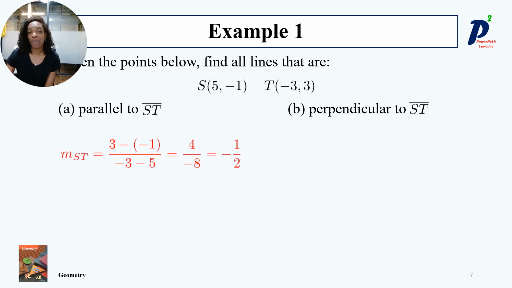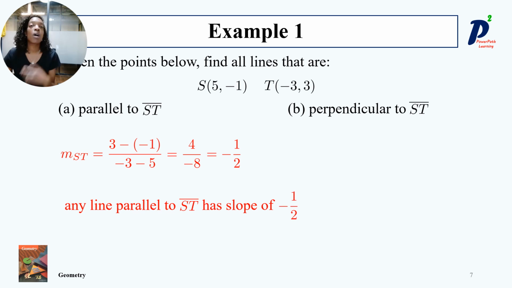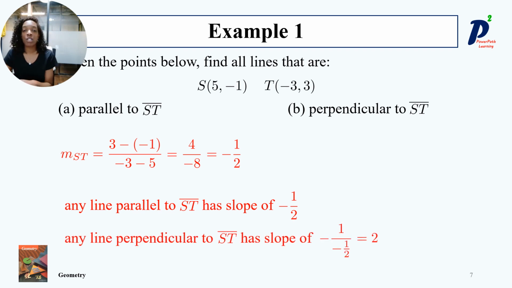Here we go. Okay, so I calculate the slope of ST, which is -1/2. Now, all lines parallel to ST have to have the same slope, so their slope has to be -1/2. Any line perpendicular to ST has to have a slope of -1 over -1/2, which is +2. Remember, opposite reciprocals.